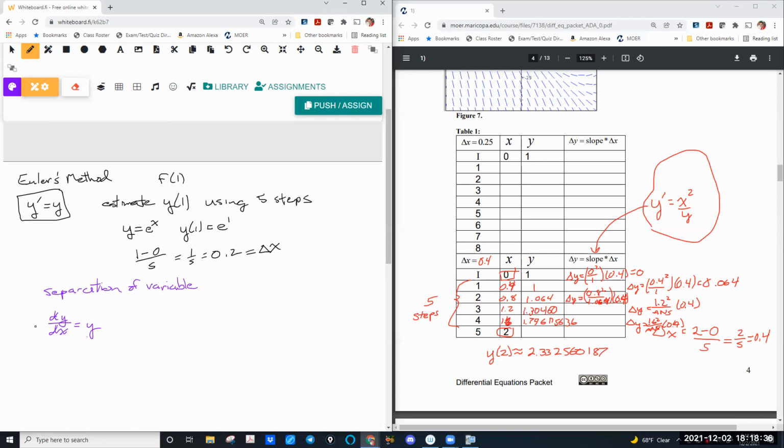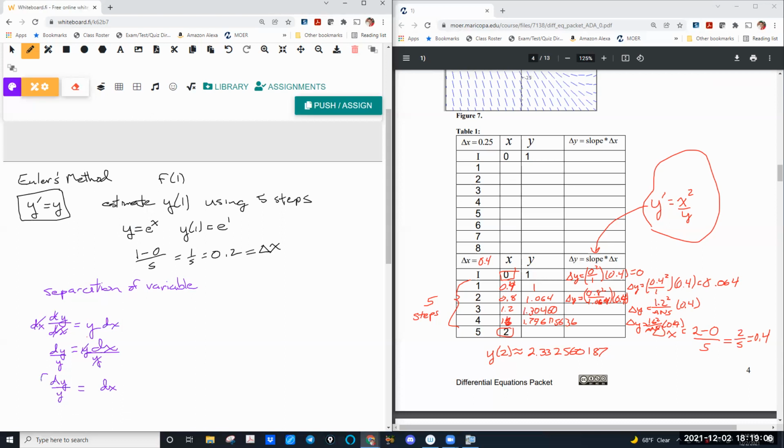Okay, so here's what basically was happening. I'm going to multiply both sides by dx. That cancels out the dx over here, and I get dy equals y dx. And I want to put the y over with the dy, so I'm going to divide both sides by y. Now, this is why it's called separation of variables. We just separated the y's and the x's.